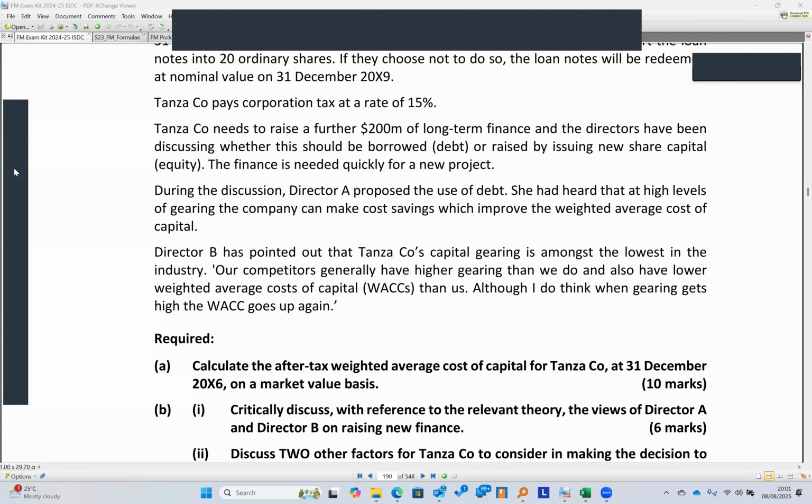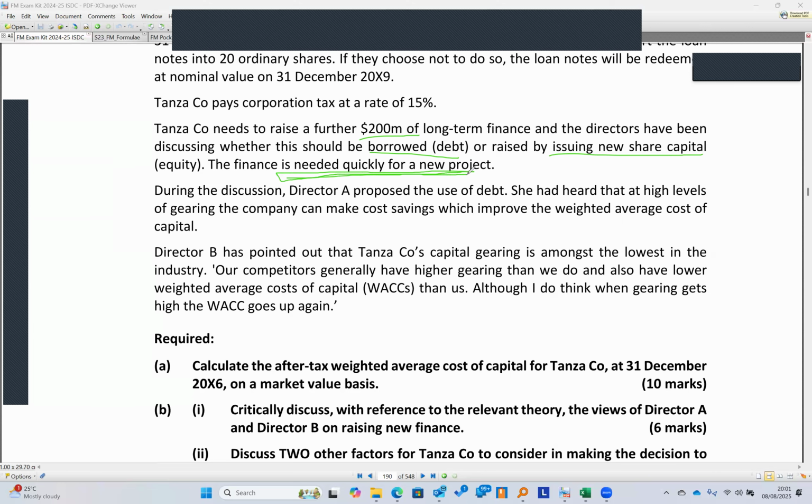Then Tanza needs to raise a further 200 million of long-term finance, and the directors have been discussing whether to raise it through borrowing or issue new share capital. And they want this finance very quickly. This is also important. They want it very quickly.